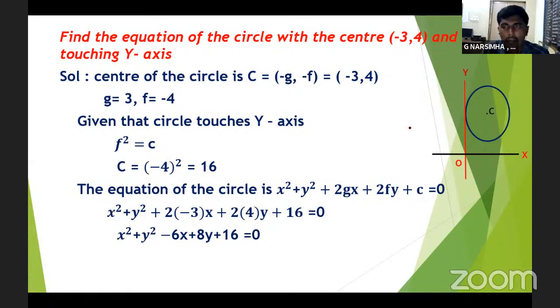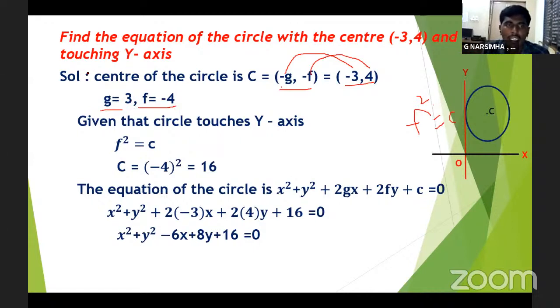Just once again, I'm recalling to you. In the question, the required circle touches the y-axis. That means when the circle touches the y-axis, the condition is f square is equal to c. Here the center of the circle is given as minus 3 comma 4. I am assuming the center of the circle is minus g comma minus f. When you compare this abscissa and ordinate, abscissa means x coordinate, ordinate means y coordinate, after comparing, g is equal to 3, f is equal to minus 4.